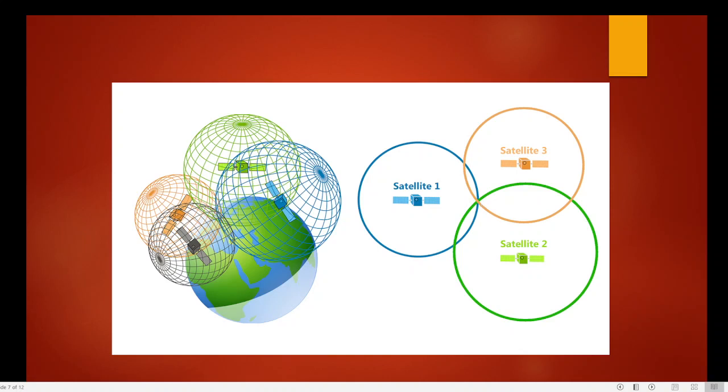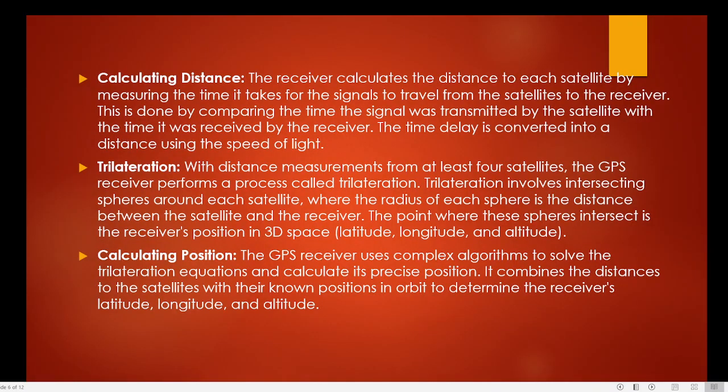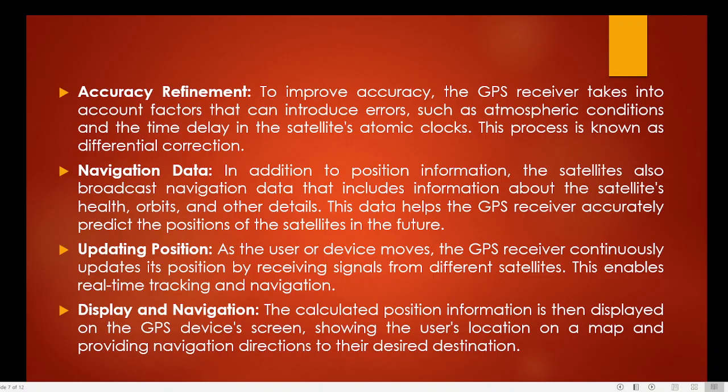By using that data, the receiver will be able to calculate the precise location. And this procedure is known by the name trilateration. So this is how the position is normally calculated. Not only position like longitude and latitude data, you will also be able to get the altitude information. So that is another important thing about trilateration.